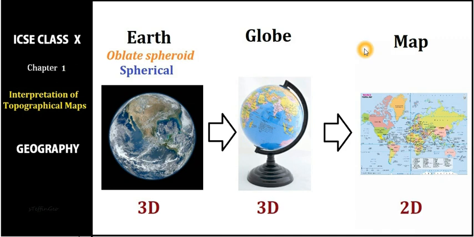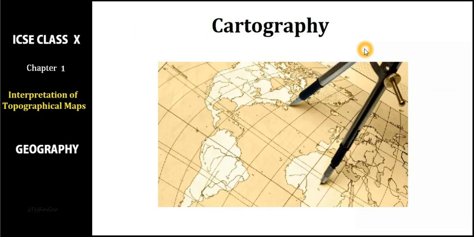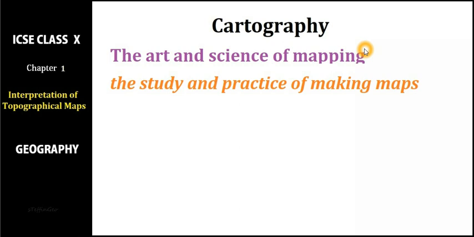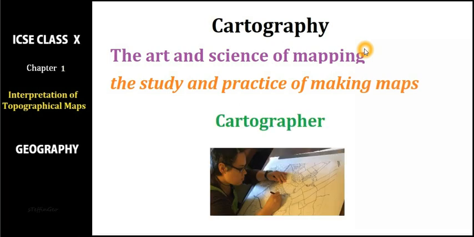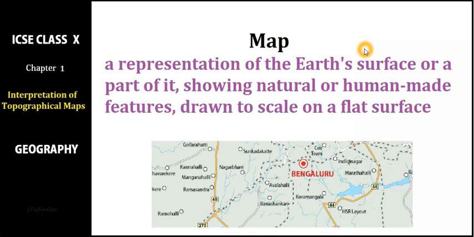A map can be simply called the two-dimensional representation of the Earth, and the art and science of making maps is called cartography, or can also be called the study and practice of making maps. One who studies this, or one who makes maps, is called a cartographer. These are all basic things which I think most of you know. Now we can define a map as a representation of the Earth's surface or a part of it, showing natural or human-made features drawn to scale on a flat surface, or in simple words, the representation of the surface of the Earth on a plain sheet.